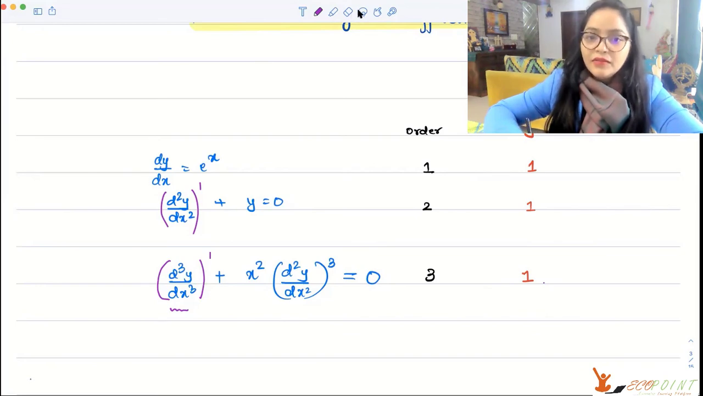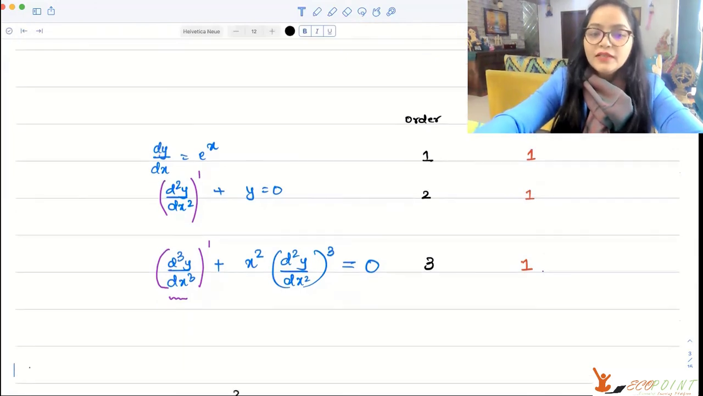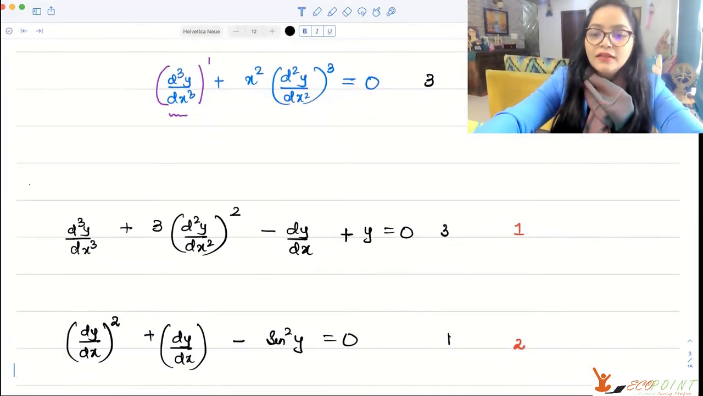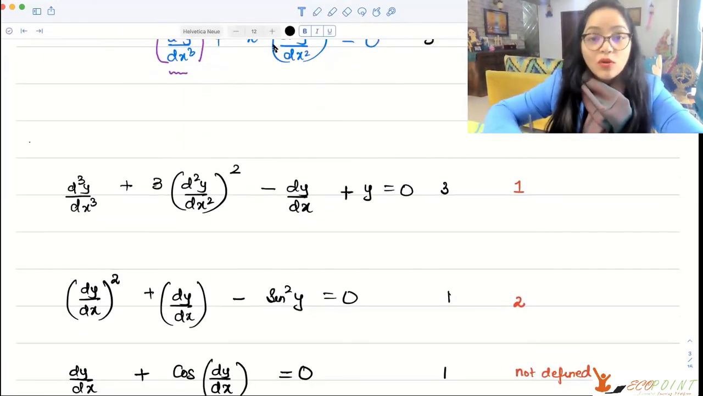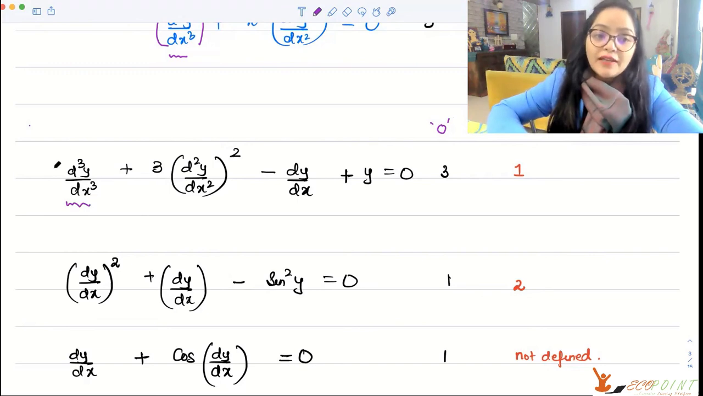The next few ones I've already discussed with you. Now we can discuss the order also here. The next example was d cube y upon dx cube plus 3 (d2y upon dx square) square minus dy upon dx plus y equals 0. The highest order of derivative is 3, so 3 is the order, but the power of that is just 1.